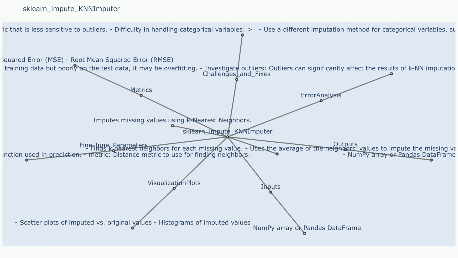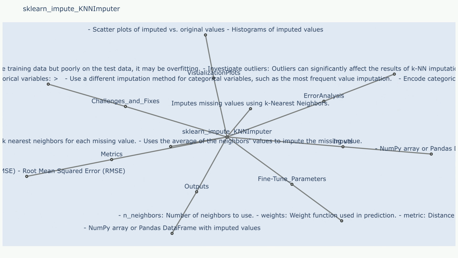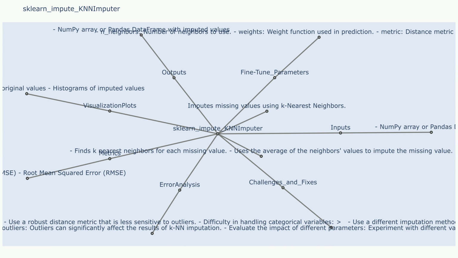Fine-tune parameters: n_neighbors. Experiment with different values to see how many neighbors lead to the best imputation. Results: a larger value might smooth out the imputation but could also lead to overfitting. Weights: you can choose how to weight the contributions of the neighbors, uniform or distance-based. Uniform gives equal weight to all neighbors, while distance gives more weight to closer neighbors. Metric: specify the distance metric used to find the nearest neighbors, e.g., Euclidean, Manhattan, etc.